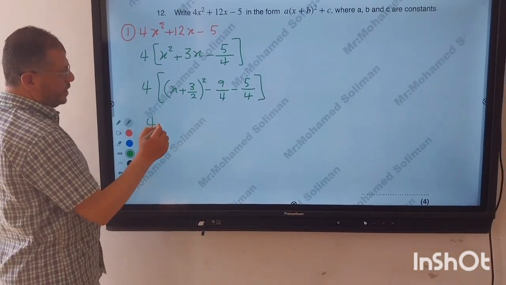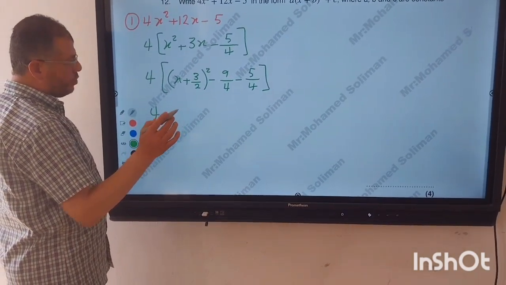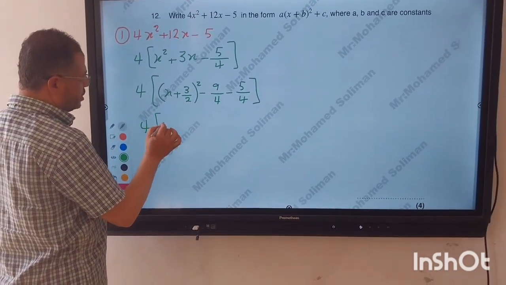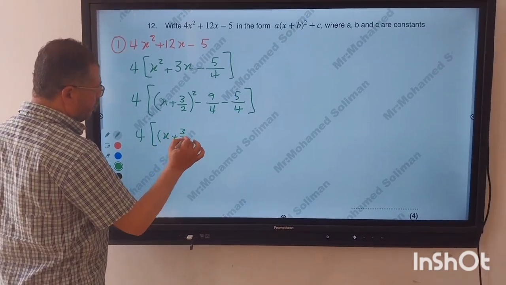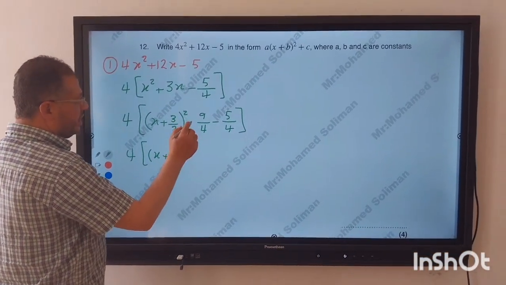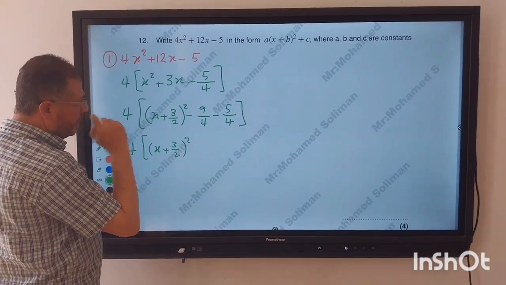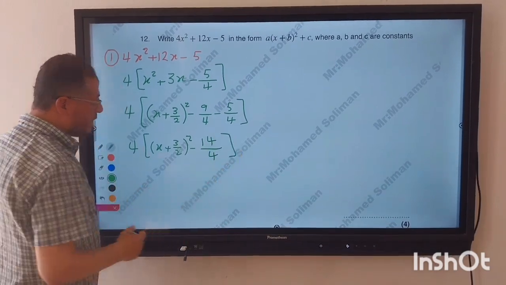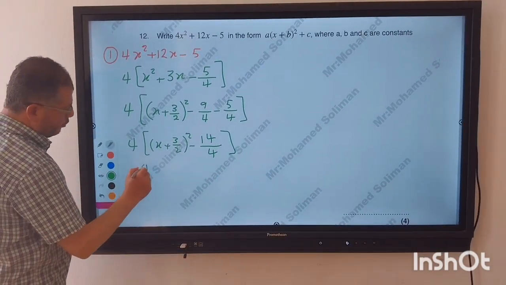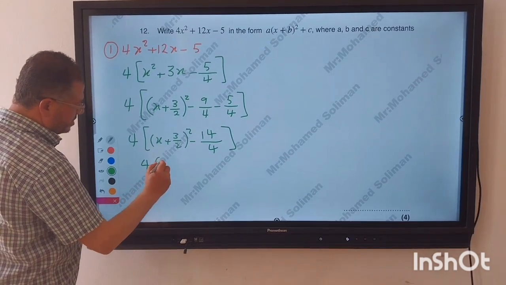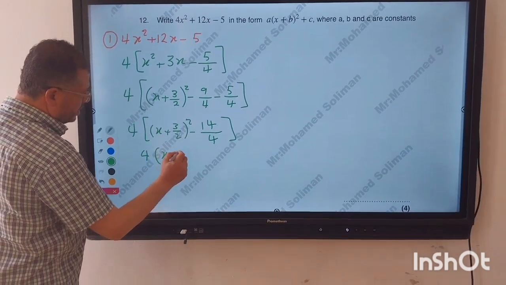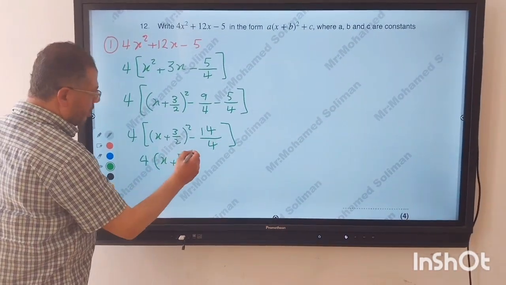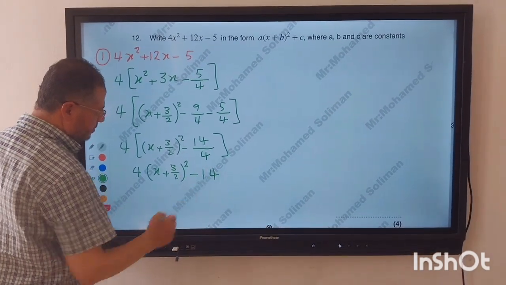Next, 4. You can simplify or you can expand as you want, no problem. I have here this, we can simplify, then we can expand. So it will be (x plus 3 over 2), all to the power of 2, negative 9 over 4, minus 5 over 4, it will be negative 14 over 4. Expand. So it will be 4, then here (x plus 3 over 2)², if you want to write it as a decimal, no problem, minus 14.